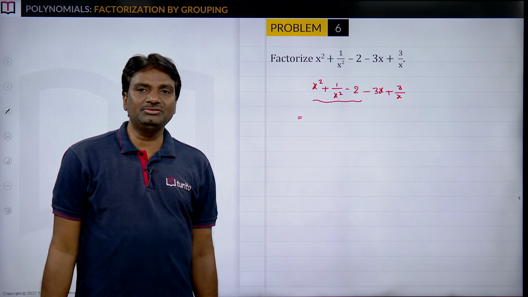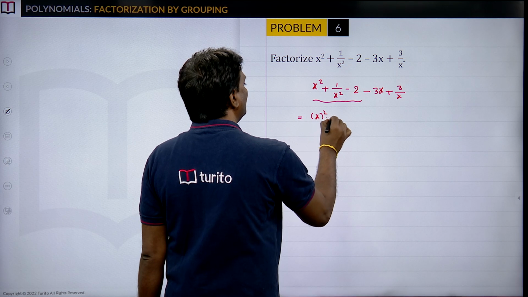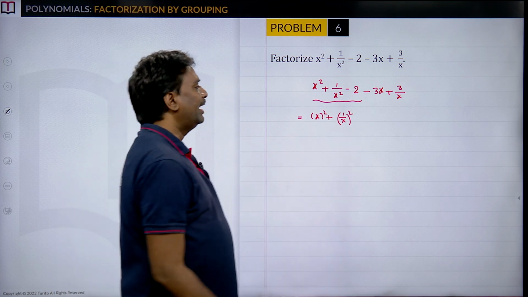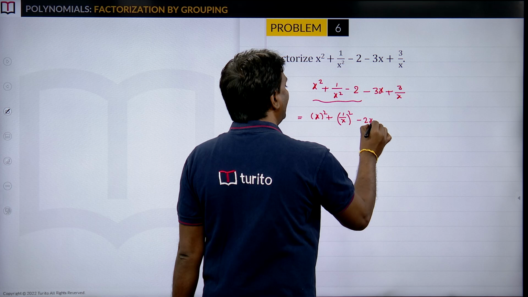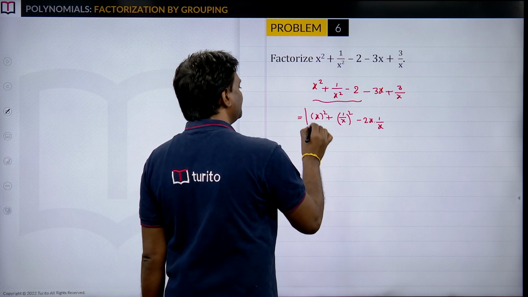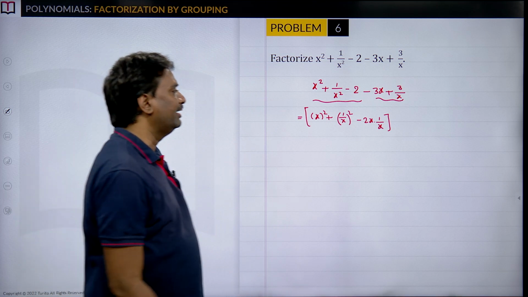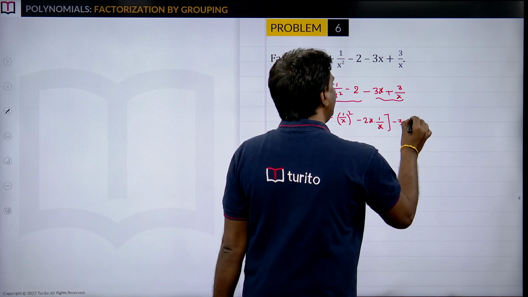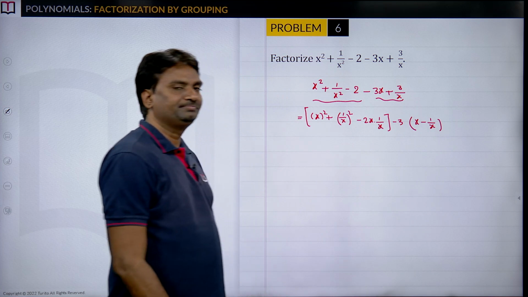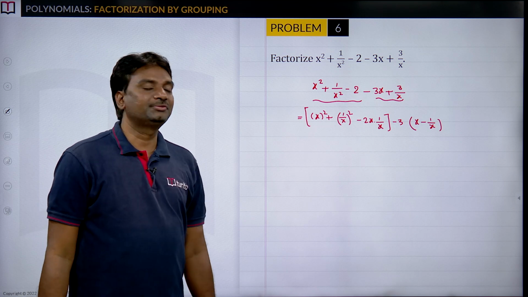By taking the first three terms as one group, where x square can be written as x whole square, 1 by x square can be written as 1 by x whole square, minus 2 is there, by dividing and multiplying by x, minus 2x into 1 by x. So, let us take this as one group. From these two terms, minus 3x plus 3 by x, we can take minus 3 as common. So, by taking minus 3 as common, we got x minus 1 by x.